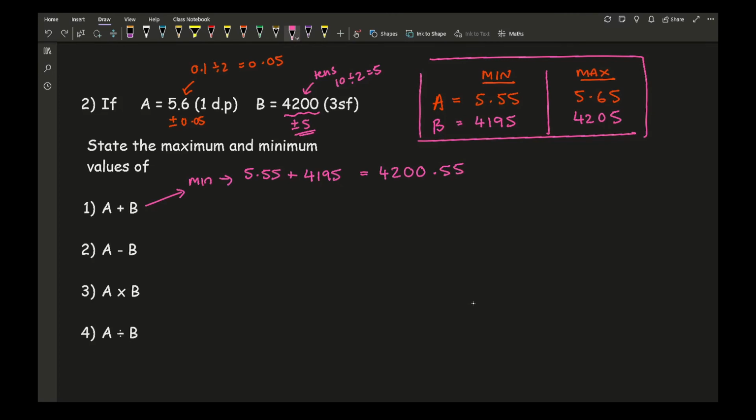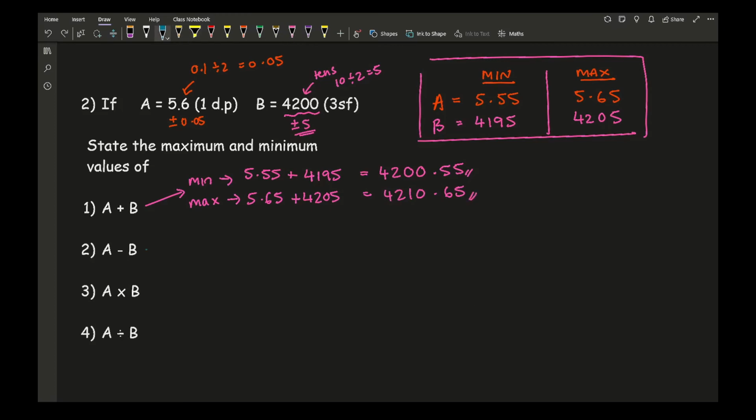4200.55. Now the maximum value: when I'm adding, I use the two biggest numbers. So it's going to be 5.65 plus 4205. And again, I type that into my calculator and I get an answer of 4210.65.